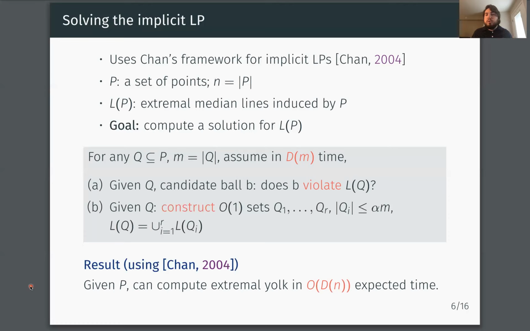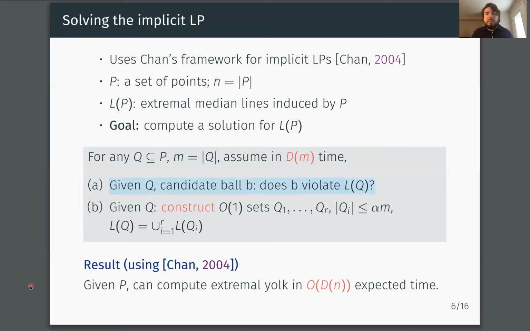If we can do both of these subroutines in d of m time, then Chan showed that we can compute the extremal yolk in O of d of n expected time. Like I said, I've just stated his framework in our setup, and the framework is actually a little more general than this, but this is how it applies to us. For the rest of the talk, I'm going to focus on how both of these subroutines are implemented, and specifically how we can implement them in n log n time.